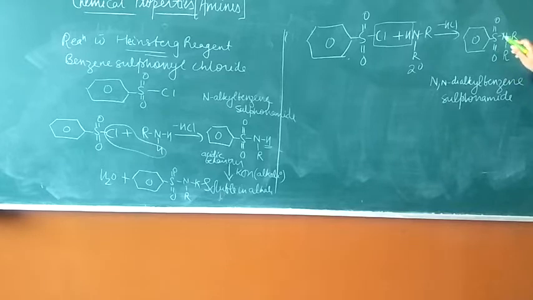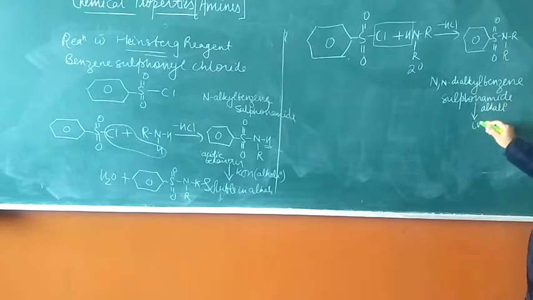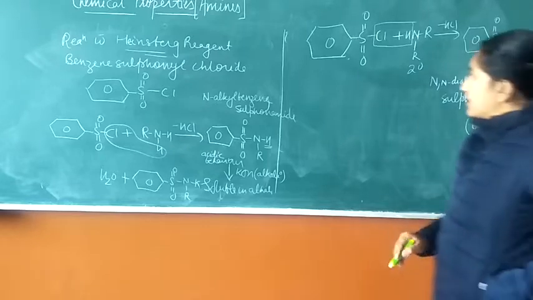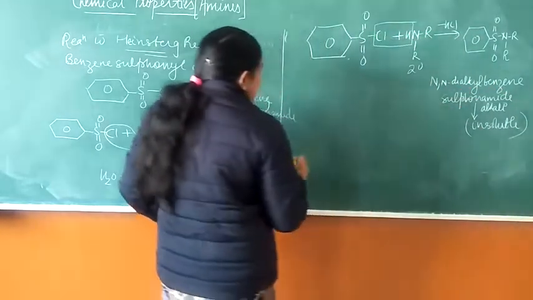Now, since you see that it doesn't contain a replaceable hydrogen, the sulfonyl group present here doesn't have a hydrogen atom near it, so it is not going to show acidic behavior. So when it is dissolved in alkali, it is insoluble. So here it is getting distinguished from the primary amine.